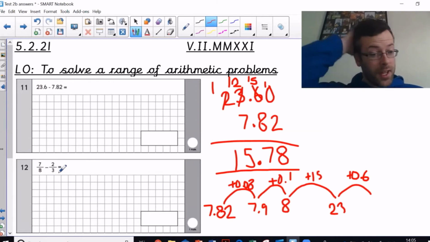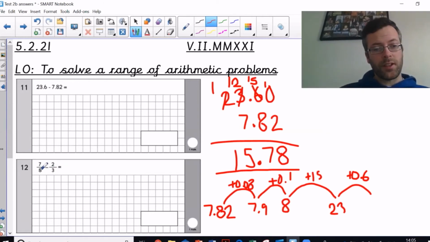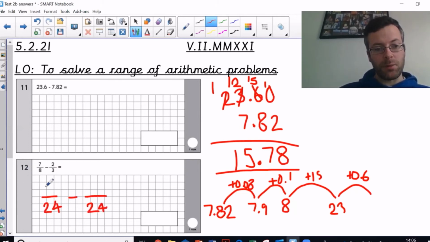So I need to make the denominators the same. Now 3 is not going to go into 8, so I need to find something else. If I double that and get to 16, 3 is still not going to go into it. If I times it by 3 and get to 24, 3 will. So I'm going to make them both over 24. So to get from that 8 to that 24 times by 3, so I need to do the same with that. So it's going to be 21 over 24.